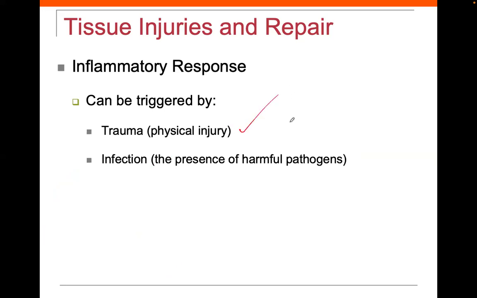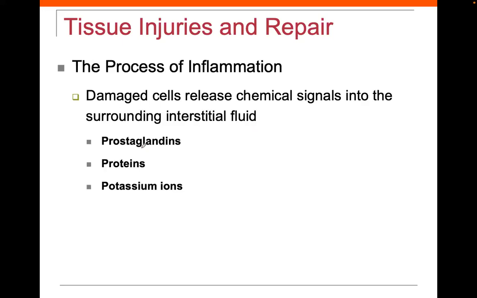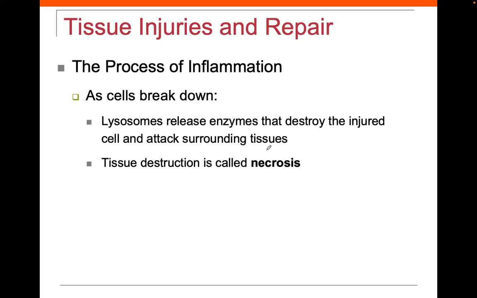So it can be triggered by trauma, some sort of physical injury, or an infection. Maybe the presence of a harmful pathogen due to a cut or a lesion in your skin. So the damaged cells are going to release these chemical messengers like prostaglandins, proteins, potassium ions, all involved. Certain cells are going to break down. Remember, you have these lysosomes that are going to release these digestive enzymes. They're going to dump hydrogen and make it very, very acidic to destroy any injured areas around.